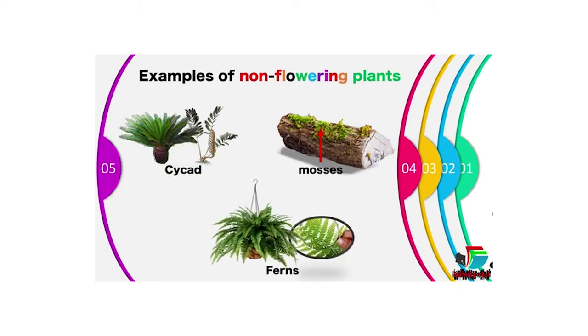And then we have our ferns. Among the ferns, we also have what we call a vegetable fern, and many people eat it as a vegetable. So we have the cycad, the mosses, and the ferns. These are non-flowering plants. They bear no flowers whatsoever.